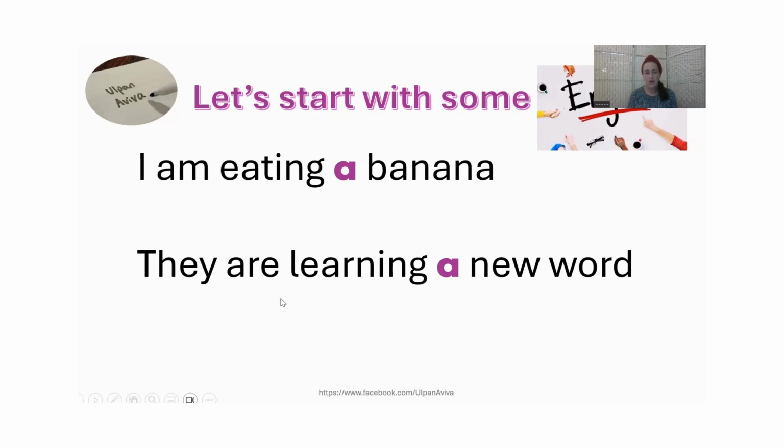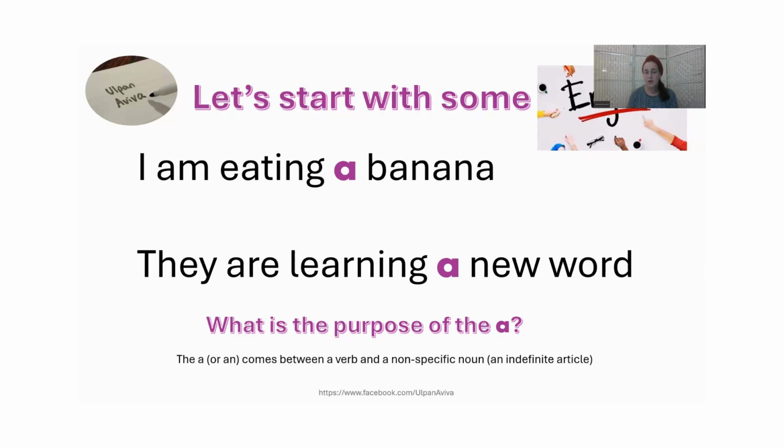Of course, if you've done any kind of English learning, you'll know that a is an indefinite article. It comes before an indefinite noun. Basically, when you see a in a sentence, you know that the next word is going to be a non-specific noun, just a word, not a specific banana or a specific new word, just a banana, a new word. So in English, the indefinite article a or an comes before a non-specific noun. That's all very nice, but when you translate this into Hebrew, the a doesn't translate. It doesn't exist. Hebrew does not have an indefinite article.